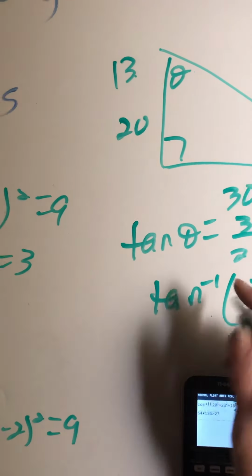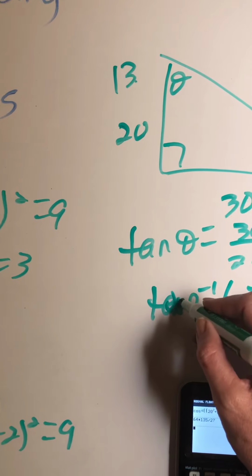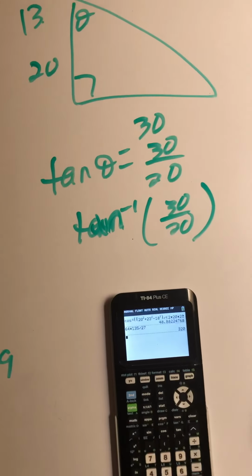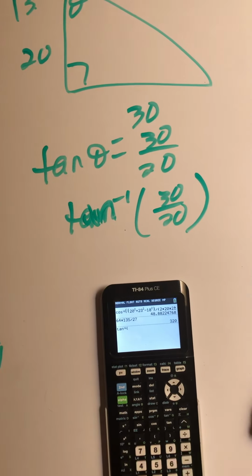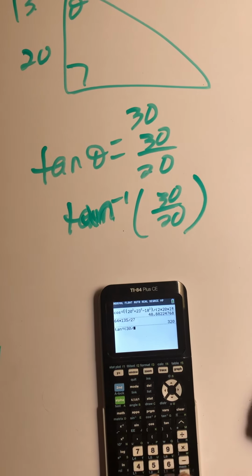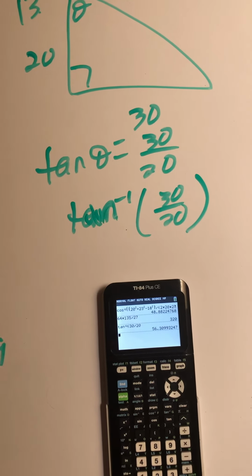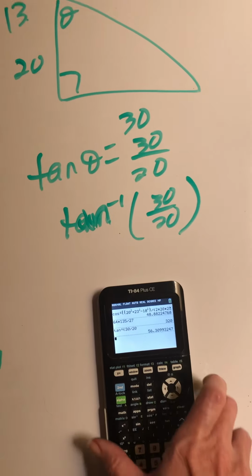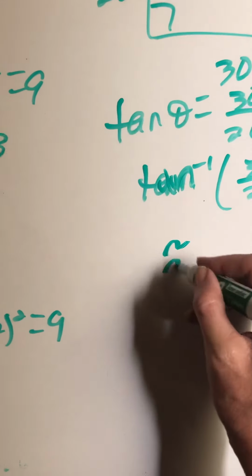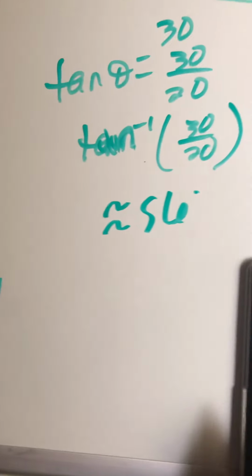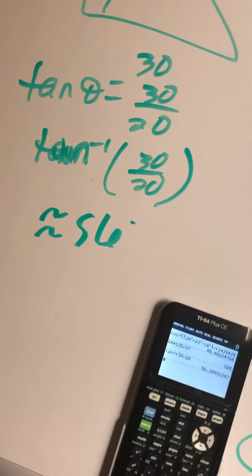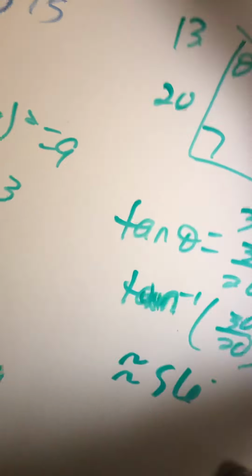I don't know why I did two ends there. There should just be one. Now it's just a mess. So second tangent, 30 over 20. Round that to the nearest degree because that's what I want. So that's about 56. So that's number 13.